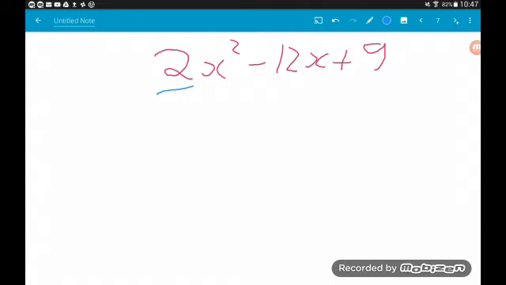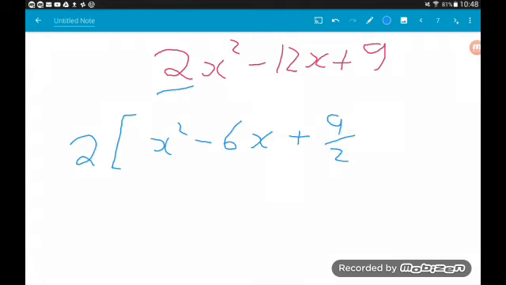So we're going to rewrite this as 2 lots of square brackets x squared minus 6x plus 9 over 2. Like that. So it's really, really important here. There are different ways of doing it. I think this is the most straightforward way. So I always try and present to you the simplest way to do stuff.